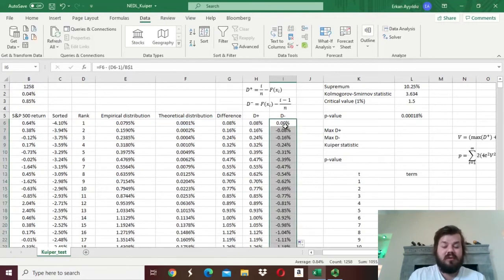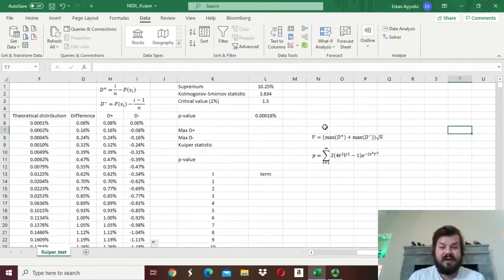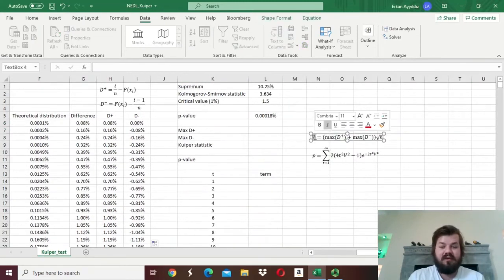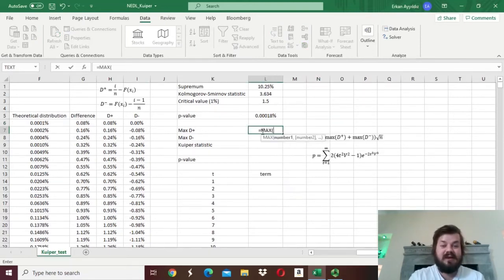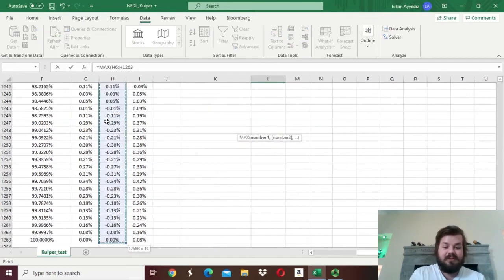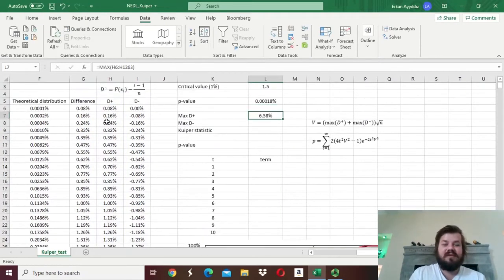And then we drag it all the way down, and then we can already calculate the value of the Kuiper test statistic, which is notated V over here. So the formula is really simple and intuitive. Here we basically, if we compare it to the Kolmogorov-Smirnov test, are separating the supremum into positive and negative deviations and treating them separately. So for the maximum positive deviation, we just apply the max function to this array of D plus, and we get 6.58%.